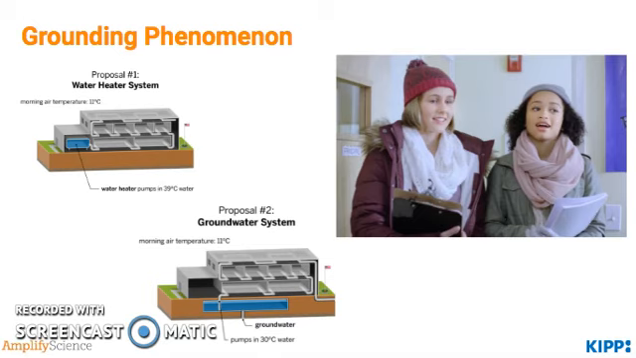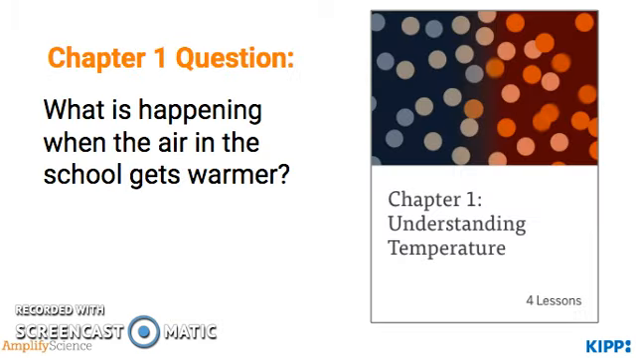They compare the system that heats a small amount of water with one that uses a larger amount of cooler groundwater. As they analyze the two heating system options, students learn to distinguish between temperature and energy and to explain how energy will transfer from a warmer object to a colder object until the temperature of the two objects reaches equilibrium. Chapter 1 starts off by asking, what is happening when the air in the school gets warmer?